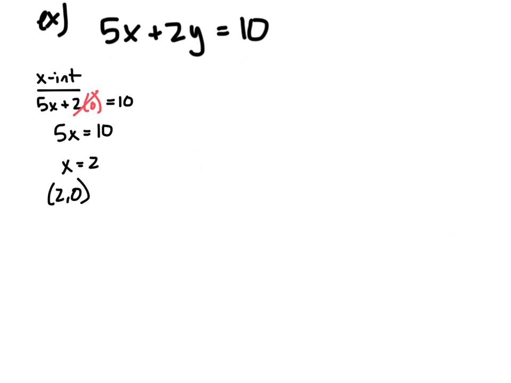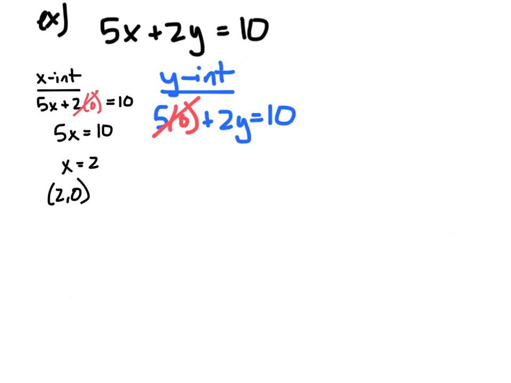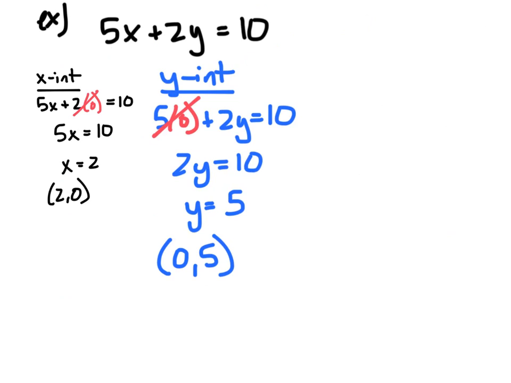All right, we do the same thing for the y-intercept. This time we're going to set x equal to 0, so 5 times 0, which just knocks it out, plus 2y is equal to 10. So if 2y is equal to 10, y must be equal to 5. And this is a y-intercept, so it's on the y-axis, so this is at the point (0, 5).